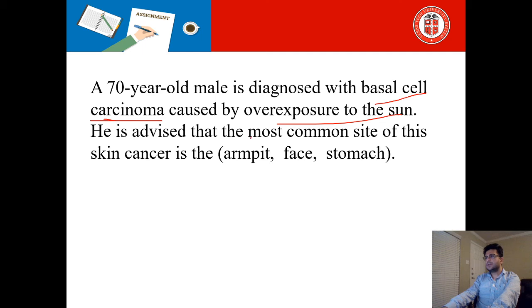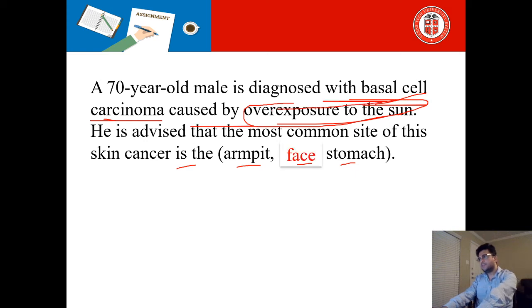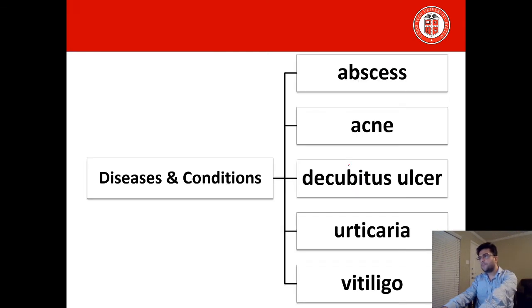He's advised that the most common site of the skin cancer is whether it's the armpit or face or stomach, and it's pretty obvious that if it's due to the overexposure to sun, then face is the area which is exposed to sun most of the times, way more than armpit or the stomach. Now these are some very common disease conditions.